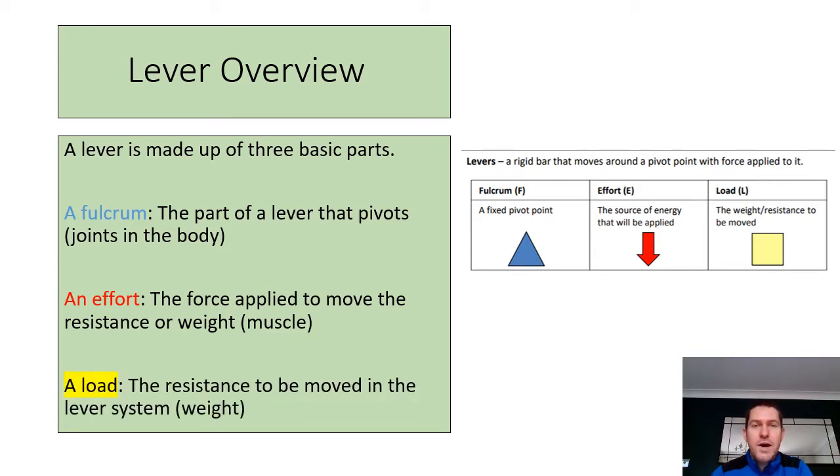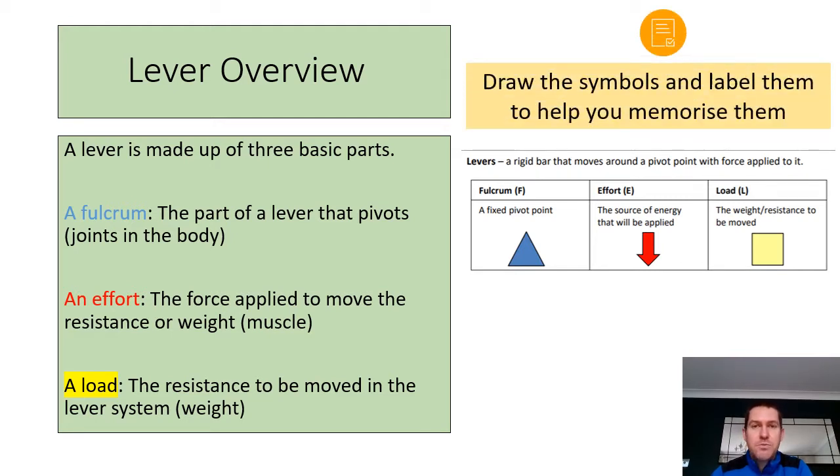And then the final aspect of a lever, when we look at its overview, is the load. Okay, so this refers to the resistance to be moved in the lever system. So the actual weight, okay, that is being moved by the effort. And the load or the resistance is normally categorized as a square or a rectangle, as you can see in the diagram on the right. So the first task, very simple task, I want you to draw out those symbols, I want you to label them so it helps you to memorize the components of the lever system.